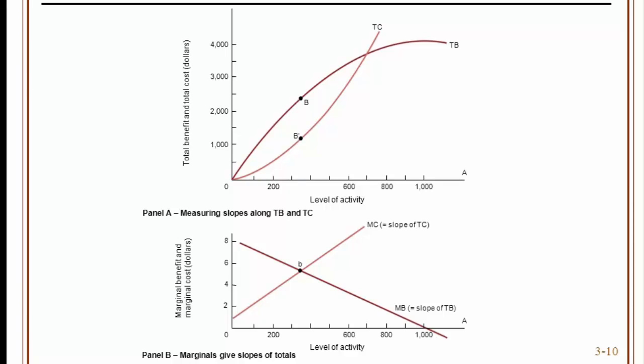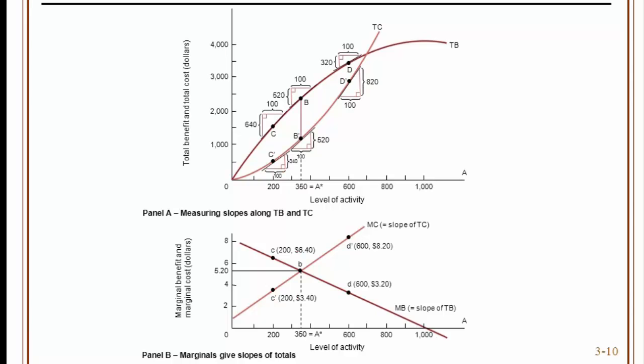So where they intersect at the point little b down in the bottom graph, that's the point where marginal benefit equals marginal cost. And once I know where that happens, I know that that is the place where the biggest gap between total benefit and total cost occurs. And that's why optimization occurs. Any of these other points you can consider are going to be less net benefit.